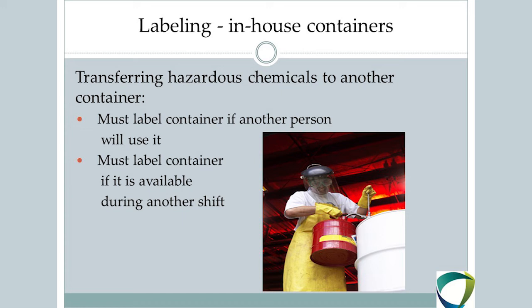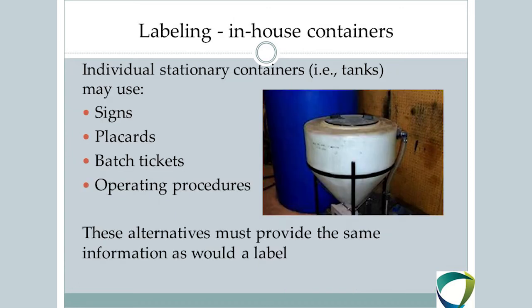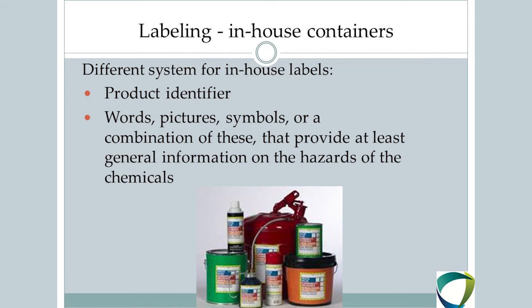If the person who transfers the chemical will be the only person using the new container during only his shift, then the container does not need to be labeled. But it is always a good practice to make sure the contents of any container are identified. Signs, placards, batch tickets, or printed operating procedures can be used in place of labels on individual stationary containers, such as tanks. Some employers opt to use a different labeling system to label in-house workplace containers of hazardous chemicals.